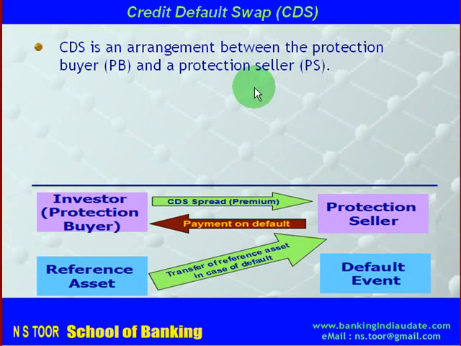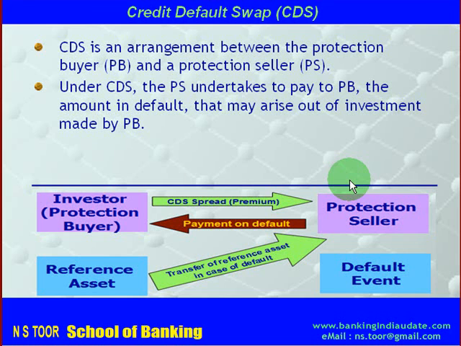Credit default swaps, that is CDS. CDS is an arrangement between two parties. One of them is called the protection buyer and the other party is called the protection seller. So we have a protection buyer, who is basically an investor, and we have a protection seller, who is an expert person dealing with the risk. So it is an arrangement between two people, the protection buyer and the protection seller.